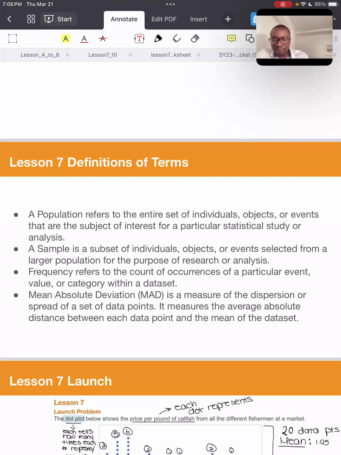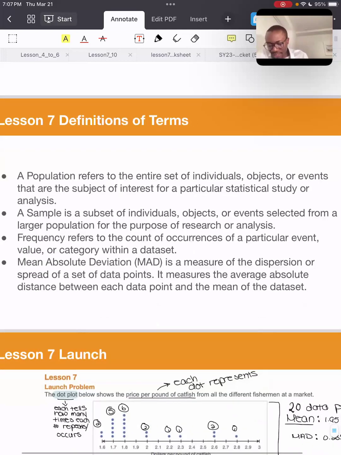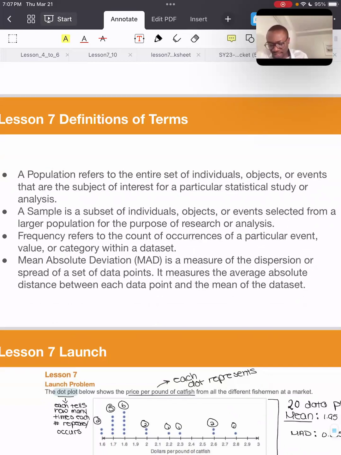But if I take 5 students or 7 students from that class randomly, then that is a sample of the population. So a sample is a subset of individuals, objects, or events selected from a larger population for the purpose of research or analysis. Frequency refers to the count of occurrences of a particular event, value, or category within a dataset. I explained this in class.